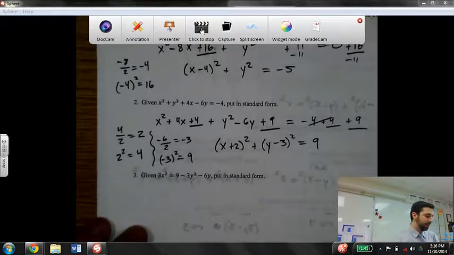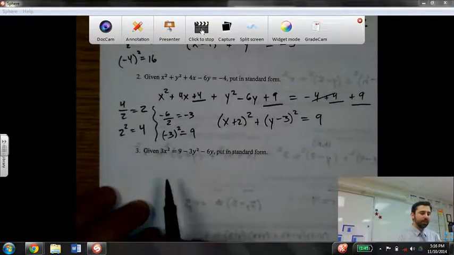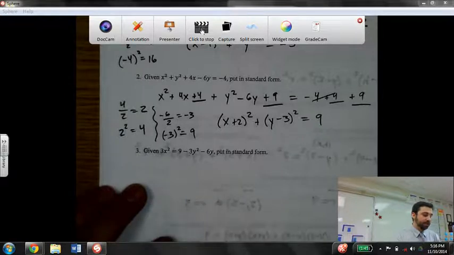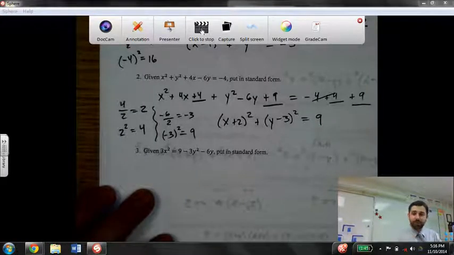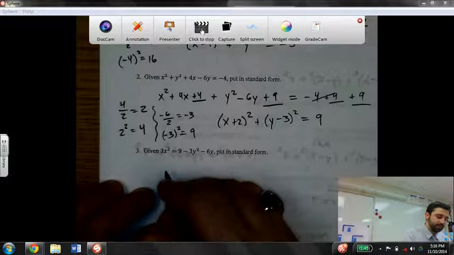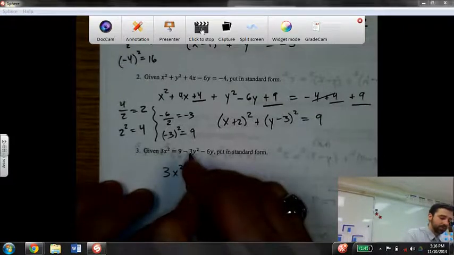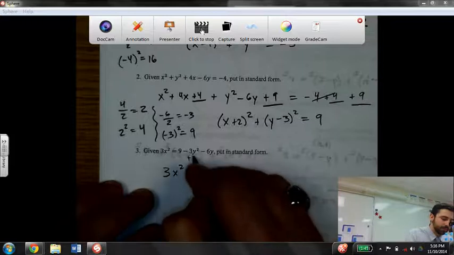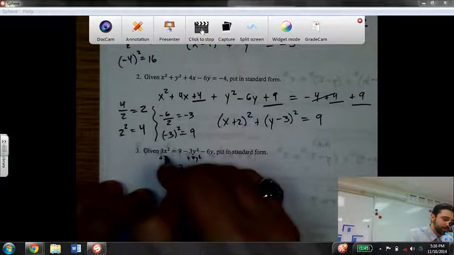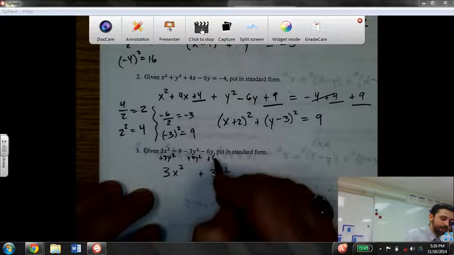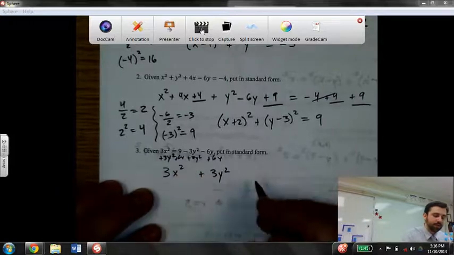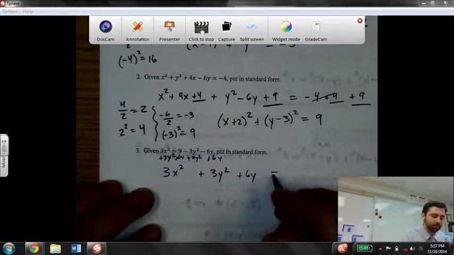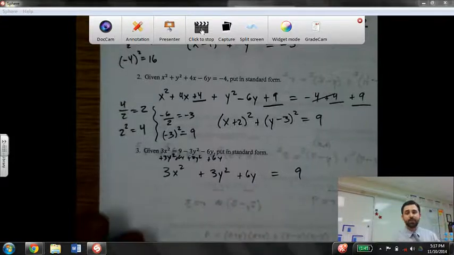Now, let's do the last one. Now, the issue here is I first need to, once again, group x's and y's together. So I have 3x squared. I'm going to add 3y squared to both sides, and then add 6y to both sides as well, and leave 9 over on the right-hand side.